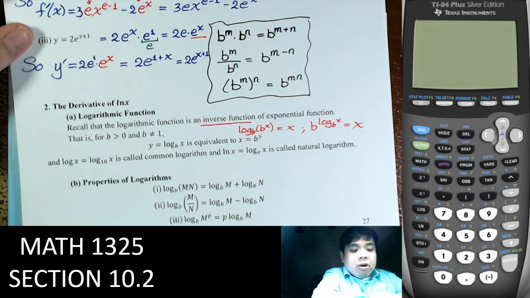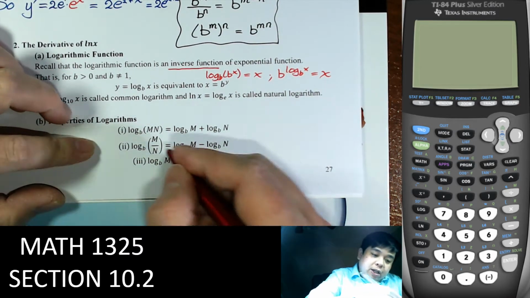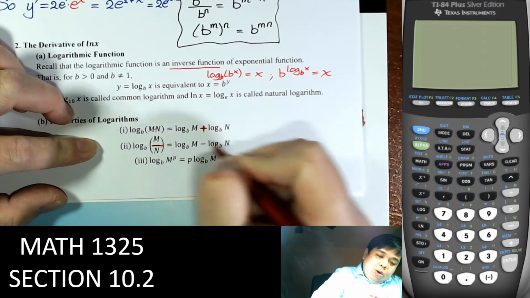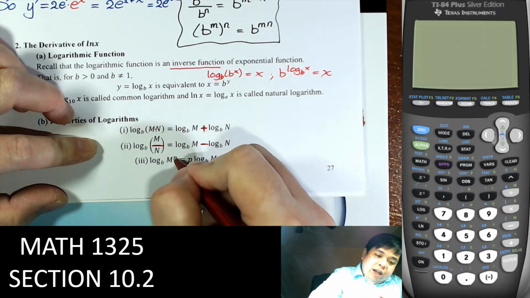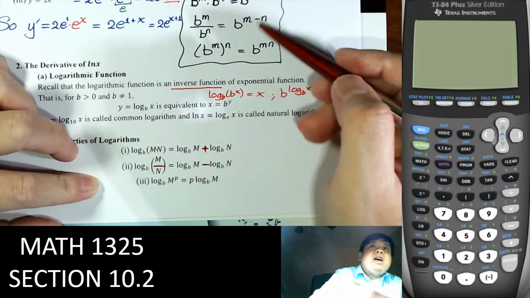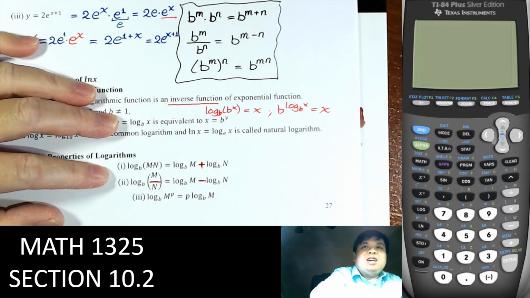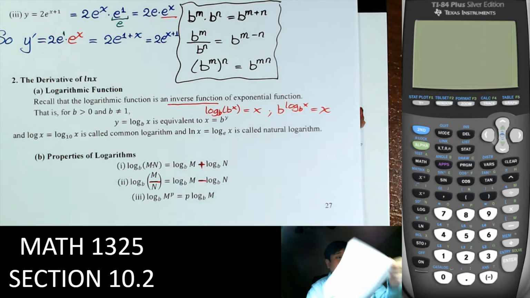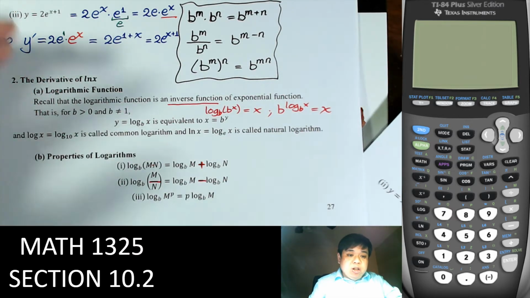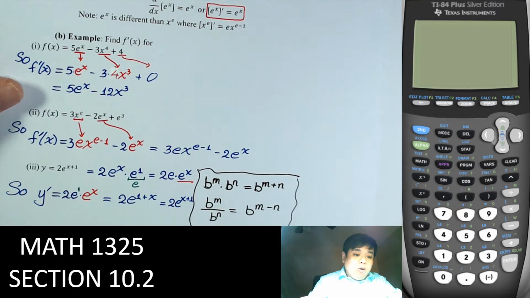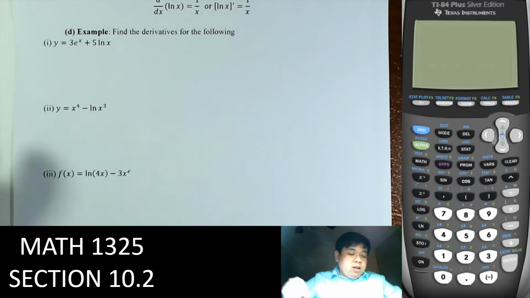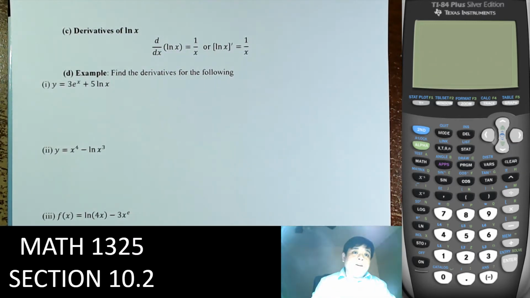And then we have the properties of logarithms: the product turns into a plus, the quotient into a subtract, and we can take out the power. Pretty much very similar to what we have here, right? So like I said, this should be a review because this material is covered in business math. Now we focus on the calculus part of it, which is the derivative of natural log of x.